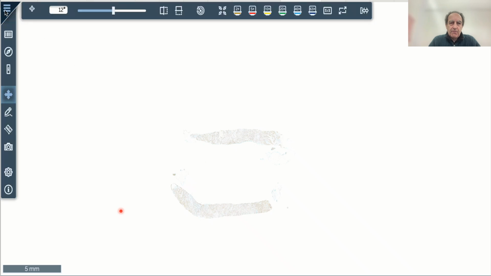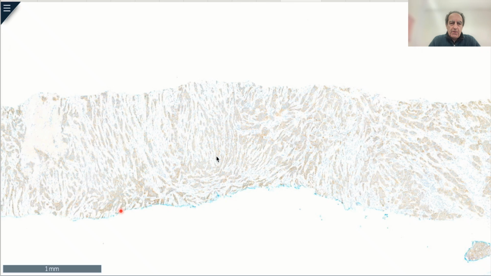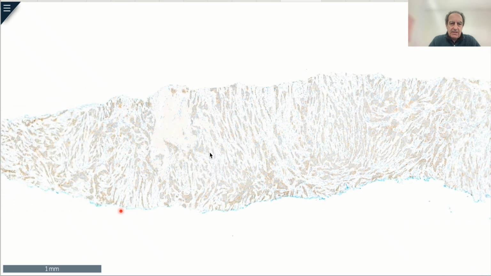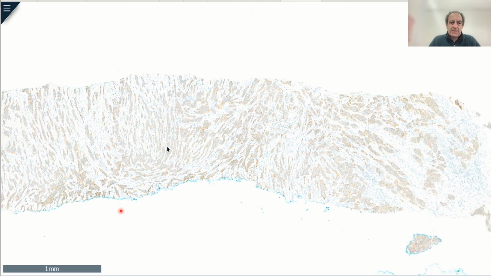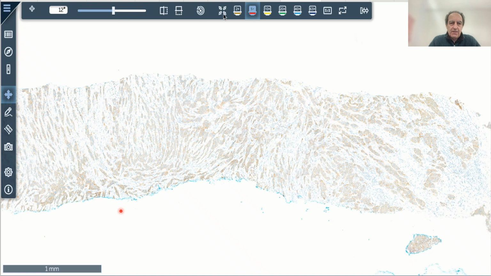So we look at the slide and choose the low power, times 4 or times 5. At low power we can see that there is some staining. Not entirely sure this is membrane staining, it looks a bit hazy.